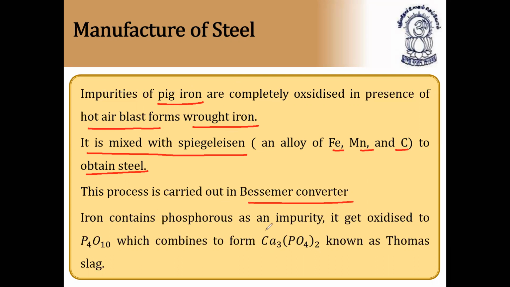Iron contains phosphorus as an impurity. It is getting oxidized to phosphorus pentoxide, which combines to form calcium phosphate, known as Thomas slag. Known as what? Thomas slag. This we already know, it is calcium phosphate.